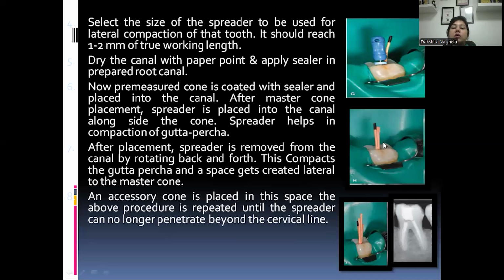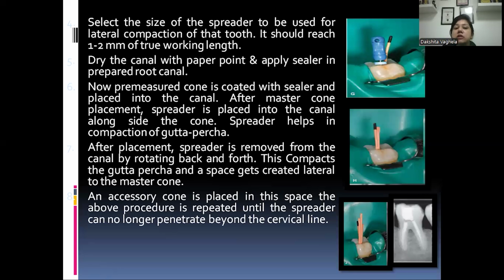So how will you know that your obturation is now complete? You keep on putting these spreaders with lesser sizes, and in the space they create, you put in accessory cones. Once the accessory cones stop going in, and your spreader is no longer going beyond the cervical line of the tooth, that means the obturation is complete. No more accessory cones will come now, and your obturation is done.